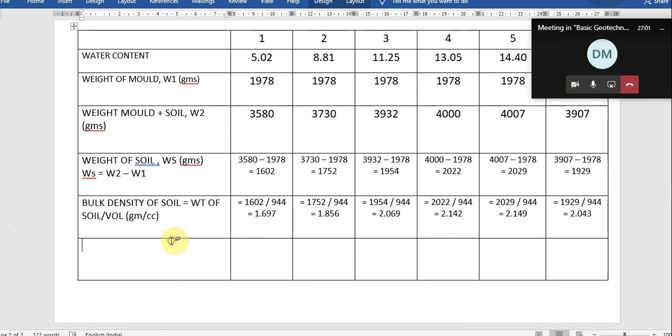Okay, the final step of the table, you have to calculate dry density. Now dry density is given by bulk density divided by 1 plus W, and its unit will also be gram per cc.